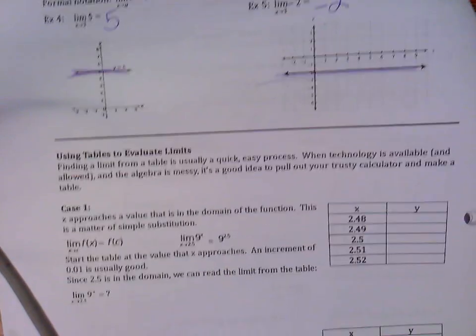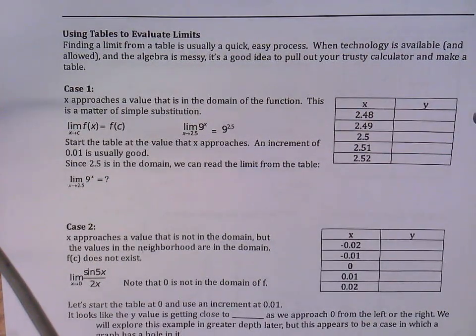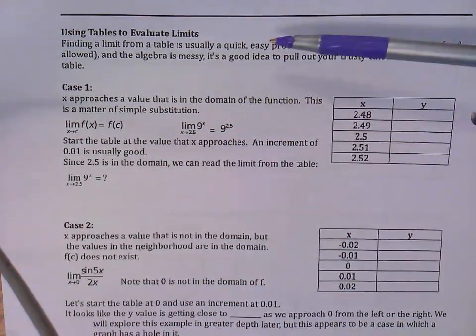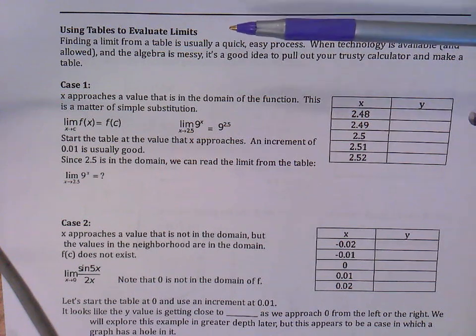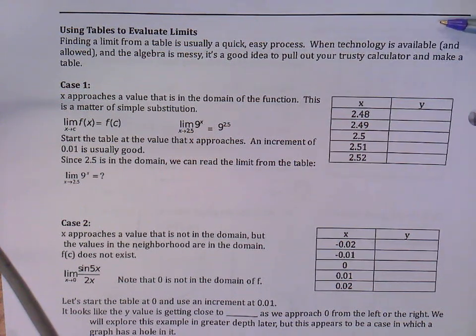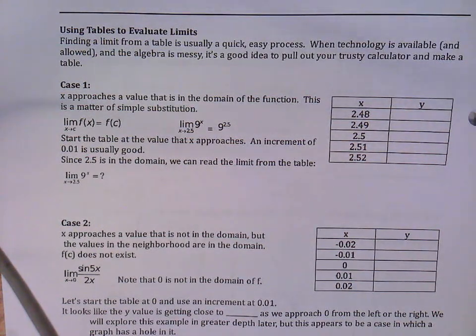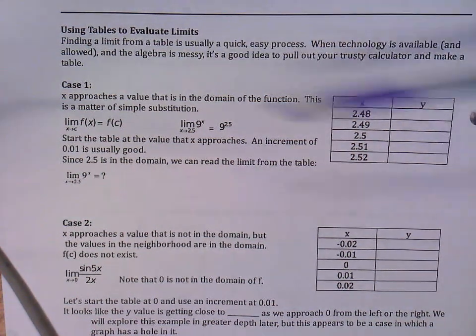All right, so here is how we can use our table on our calculator to evaluate limits. First, they're just showing you an example of, hey, this was substitution, but this is what it would look like in the table. It says finding a limit from a table is usually quick and easy when technology is available and allowed. Like on the AP exam for calculus, you can only use a calculator on half of it, I think. If the algebra is messy, it's a good idea to pull out your trusty calculator and make a table.